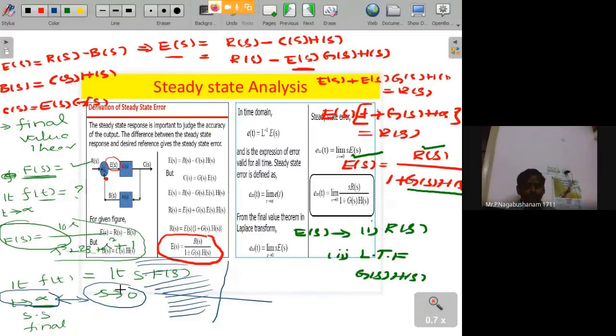So if you want to apply the final value theorem, the condition is that the system must be stable. In other words, all the poles of the system must lie in the left half of the S plane. That is the condition to apply the final value theorem.